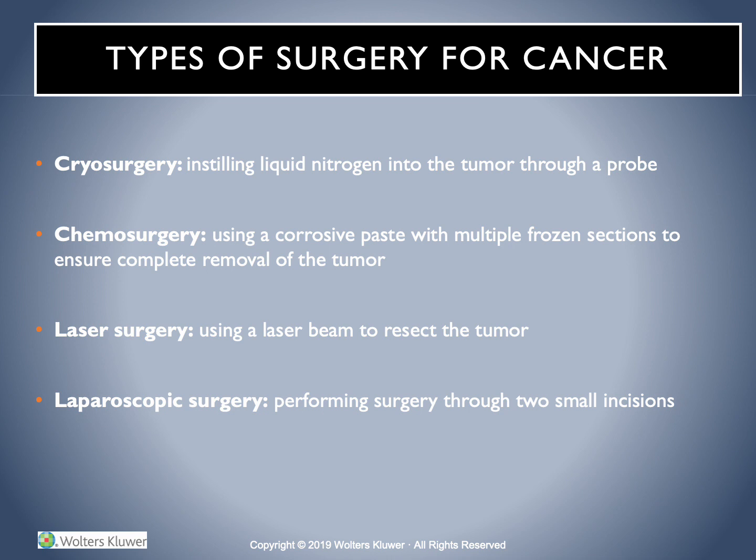Cryosurgery is when you instill liquid nitrogen into the tumor through a probe. Chemosurgery is the use of a corrosive paste with multiple frozen sections to ensure complete removal of the tumor. Whereas laser surgery is the use of a laser beam to resect the tumor. And laparoscopic surgery is when you perform surgery through 2 small incisions and remove the tumor.